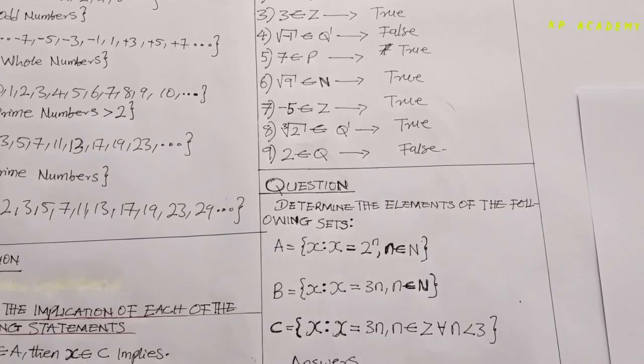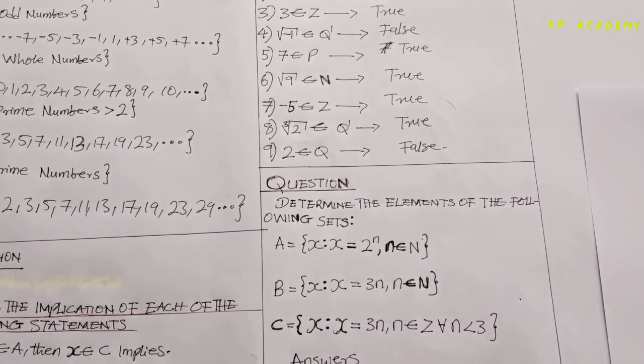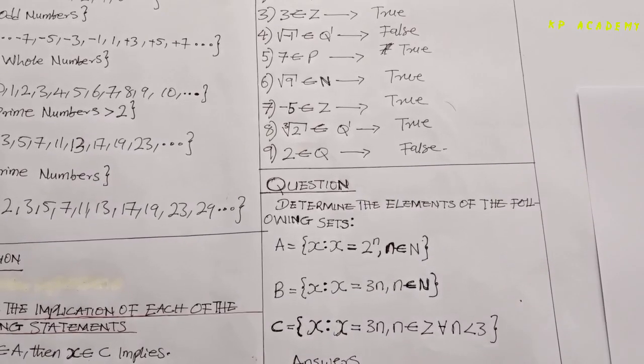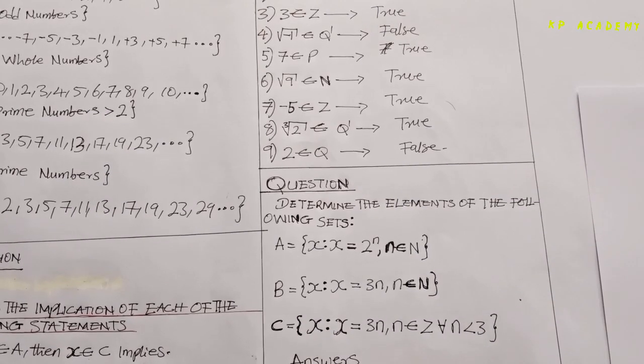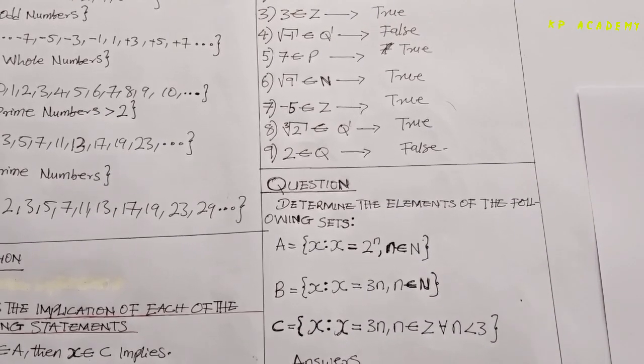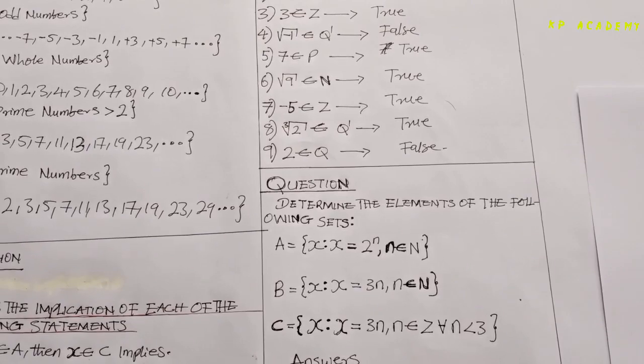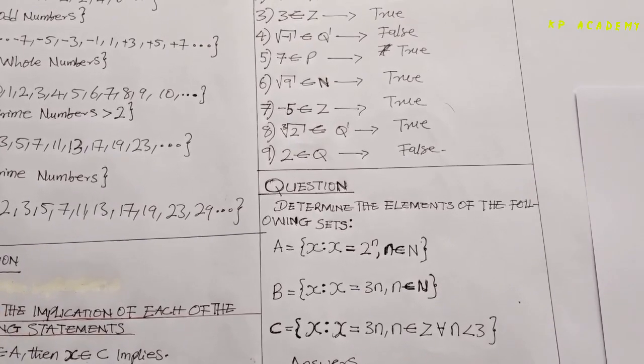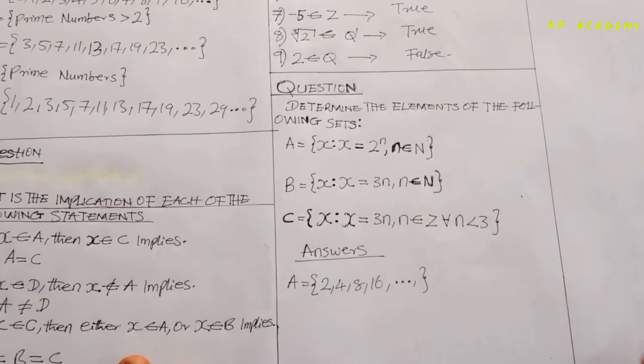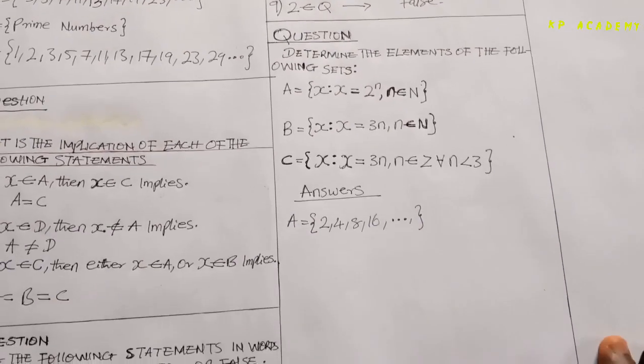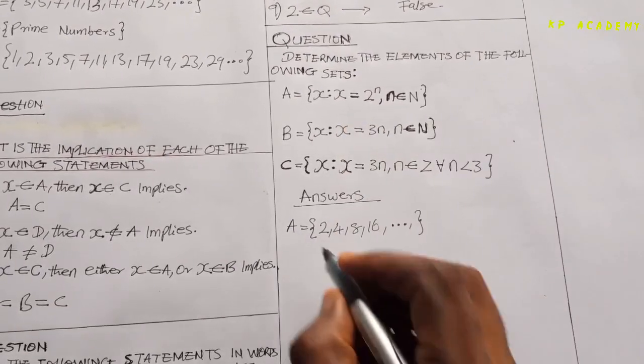Therefore, the elements of set A are actually 2, 4, 8, 16, and so on. All right. Okay, so it actually continues, it does not end. Very important. Now, what about the next one, set B?